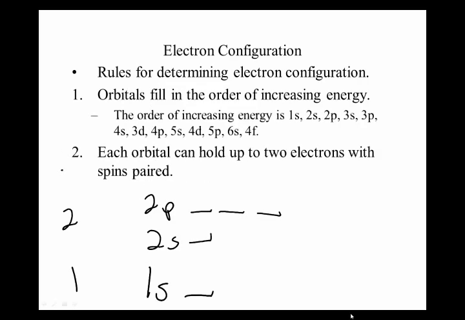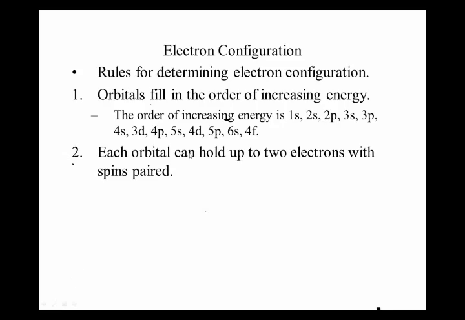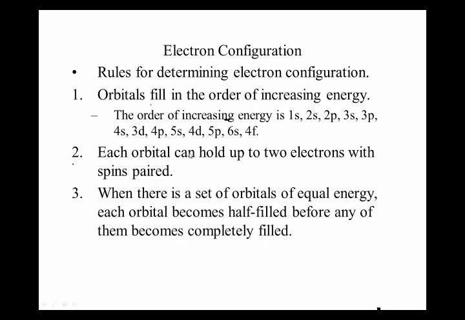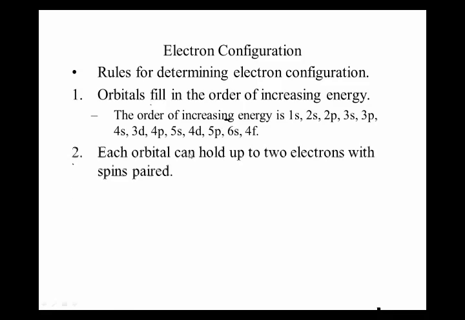is that each orbital can hold up to 2 electrons with spins paired. By the way, ignore this order for now. Things get a little more complicated. I'll explain why in a bit, and I'll show you how to just know that. So we have to show them spins paired, and when there's a set of orbitals of equal energy, it becomes half filled before it becomes completely filled. I'll show you that by going through.